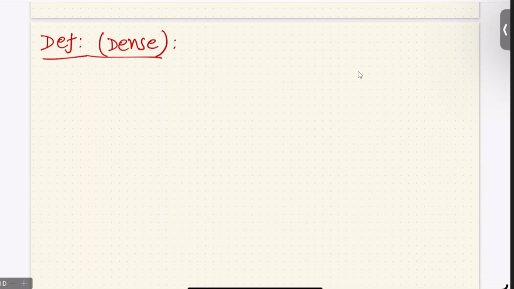So dense means basically we are talking about a dense set, a dense subset. Basically we have some kind of a metric space. Let's say (X, d) is a metric space, and I say a subset Y is a subset of X, and a dense property: whether Y is dense in X or not. How do you say this one?